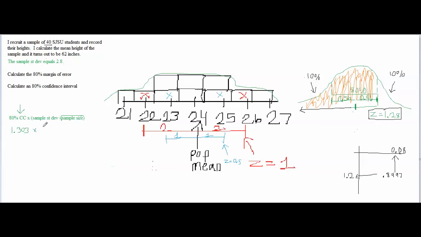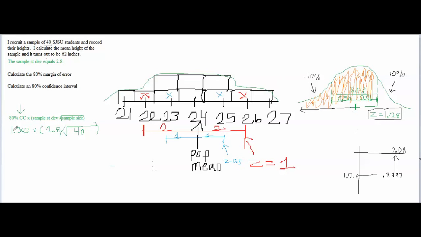Let's take our sample standard deviation here, divide it by the square root of our sample size, which is still 40. If we complete this formula, we're going to get the 80% margin of error, because this is the margin of error formula that we're using.